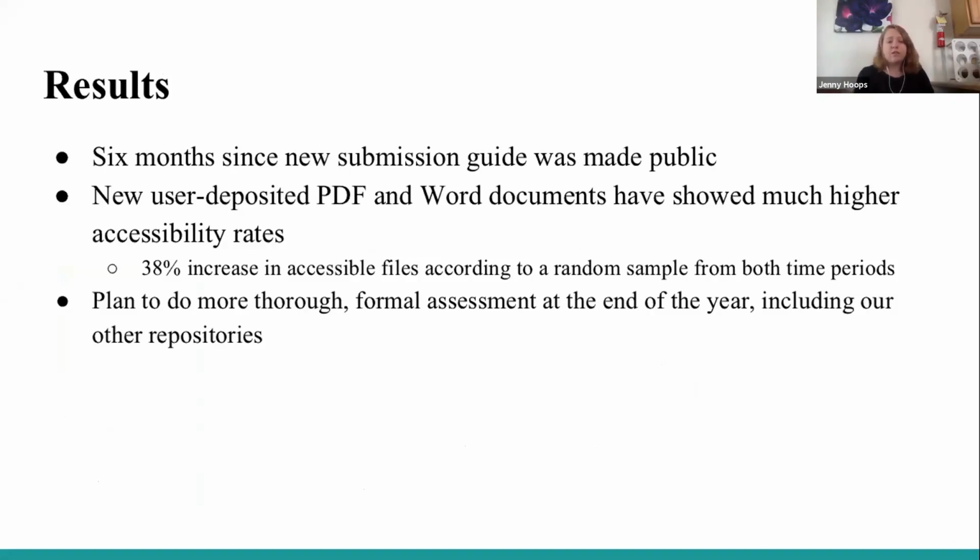But we have seen from a quick informal assessment that new user deposited PDF and Word documents have shown much higher accessibility rates. So basically we've seen a 38% increase in completely accessible files, according to a random sample that we completed from the 6 months after the submission period versus 6 months before the new submission guide was implemented. This is also complete accessibility.